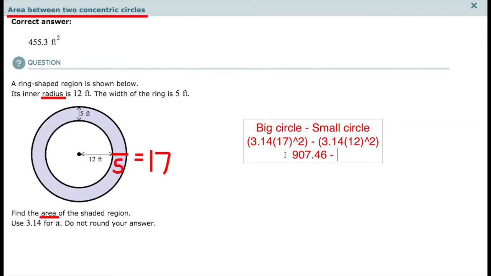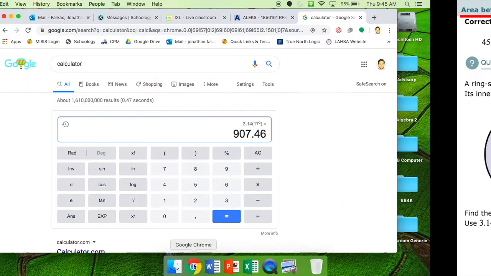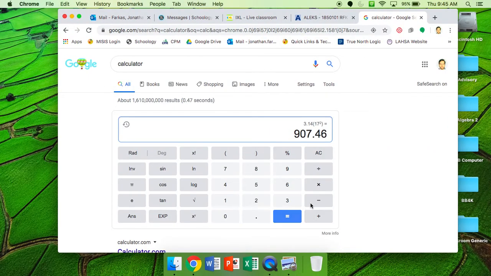907.46 minus, and this is 3.14 times 12 to the second power. So 12 squared is 144. 3.14 times 12 to the power of 2 is 452.16. Make sure that you're doing the 12 squared first, then multiplying by the 3.14, in case you're using a scientific calculator. So 452.16.